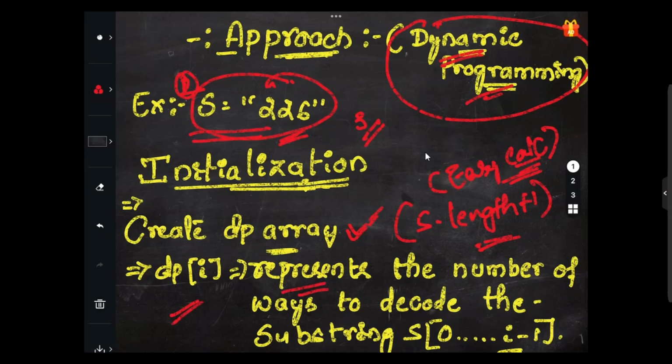And here DP of i represents the number of ways to decode the substring. We can write 0 to i minus 1, since we are considering i minus 1 as it is 0-indexed. So 0 to i minus 1. This iterated value of the DP represents the number of ways to decode the substring. I hope this is clear.